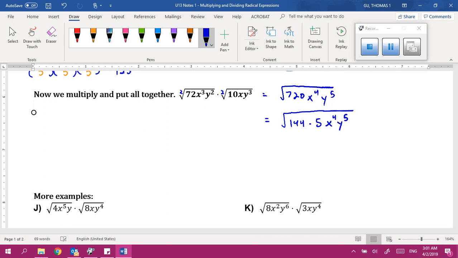So what's going to come out of my radical? This is a square root, right? So what is the square root of 144? That's just 12, so I can pull the 12 out. Now it's not under the radical anymore because I just pulled it outside of the radical.